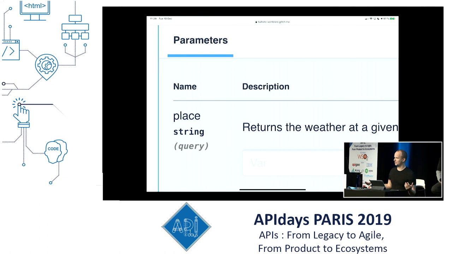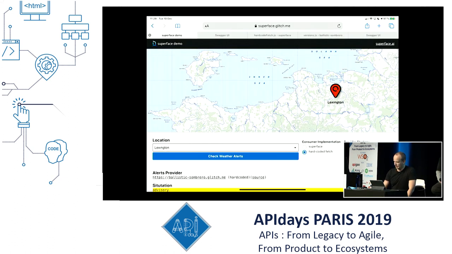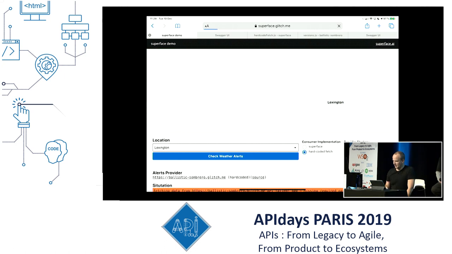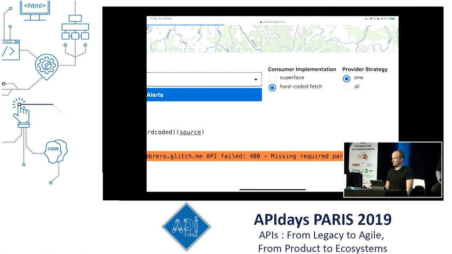What happens now if I make the call with such a hard-coded client? If I try to query the weather again, I will get a 400 missing required parameter, because I hard-coded address locality, but now the service provider changed the parameter to place and my client is broken. I have no idea about the weather where I'm about to go in the Koh Hana Islands.